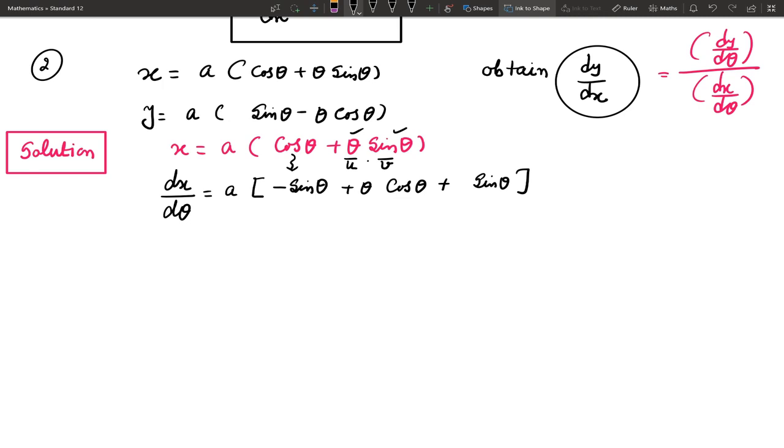So again d by d theta of cos theta is minus sin theta. Now use the product rule, theta as it is, derivative of sin theta is cos theta. Now sin theta as it is, derivative of theta with respect to theta is 1. So plus minus cancel. So this is a into theta cos theta. Again we put the important condition, since it will be in the denominator, it is not equal to 0. Now we evaluate dy by d theta.